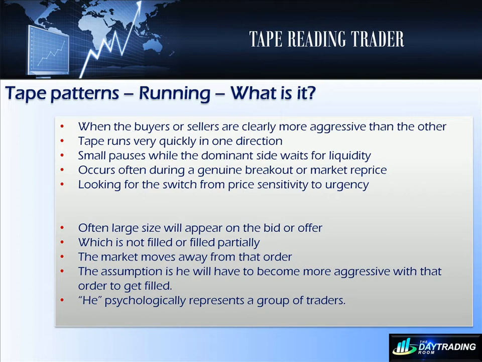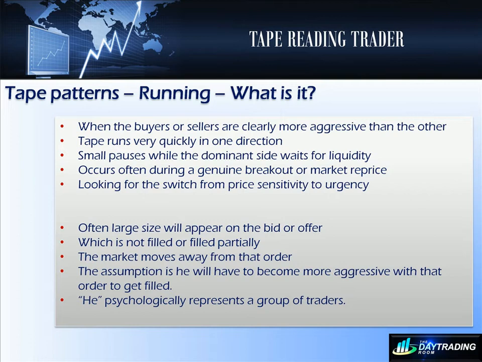So how do we combine the time and sales with our market depth here? We look at the market depth. We perhaps see 100 lots coming onto the bid, depending on what contract or market we're looking at, of course. It could equally be the offer. And we see a little bit trade at it, perhaps 3 or 4 retail sellers nibble it, but it doesn't get filled, and the market moves away from that order. Now, this is a very, very common bit of tape action.